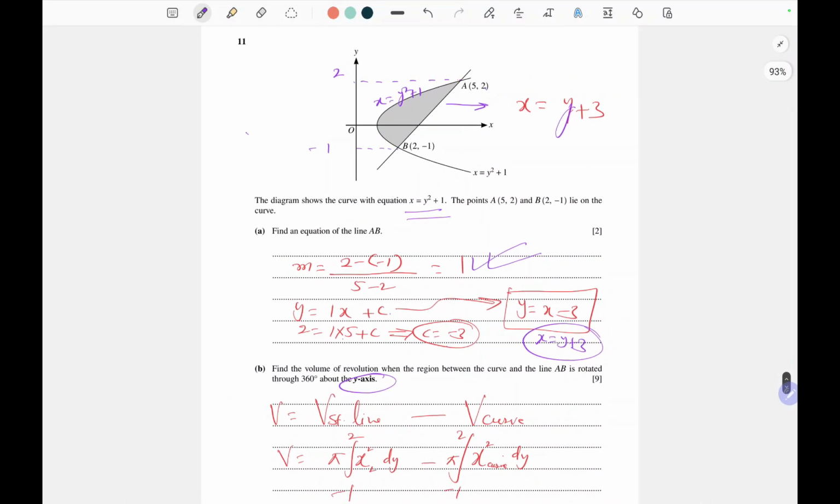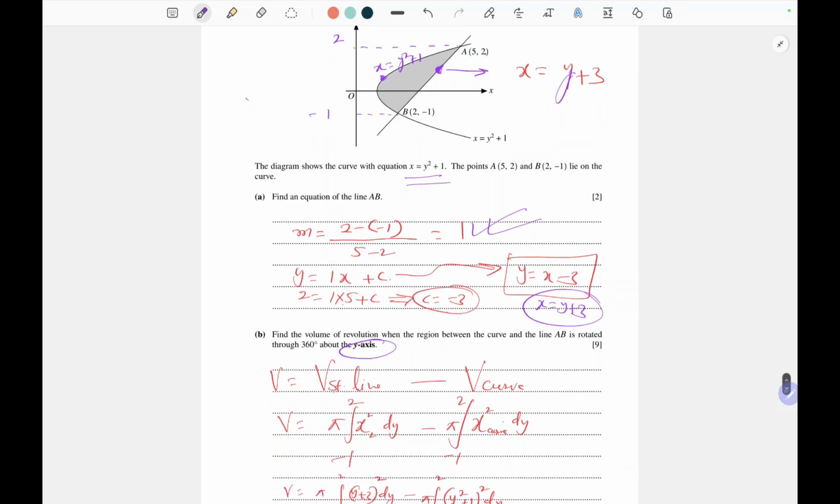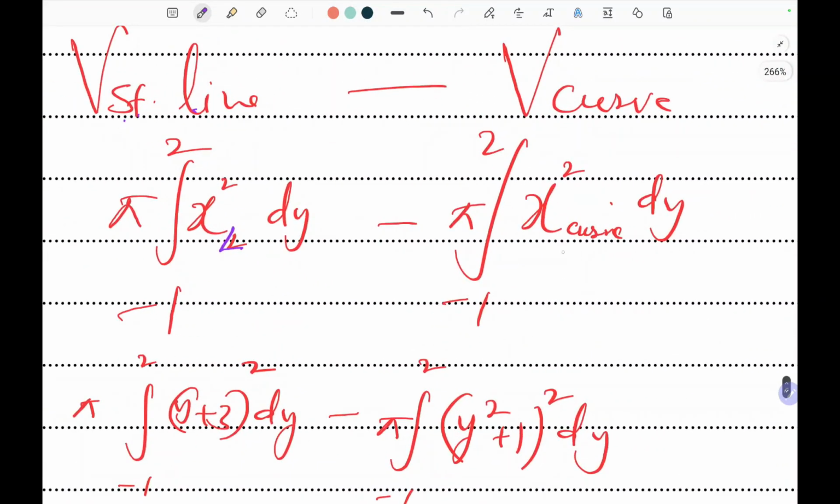So now the volume made by this shaded region. First we will find the volume by the straight line minus the volume by this curve. So it's volume V, it means volume by the straight line minus volume by the curve. But the formula is pi x squared dy, right? So pi x squared L, where L means the straight line. This x is talking about your straight line. Dy minus pi x squared curve. If you check, I have written curve here, and I have written L. L means a straight line.